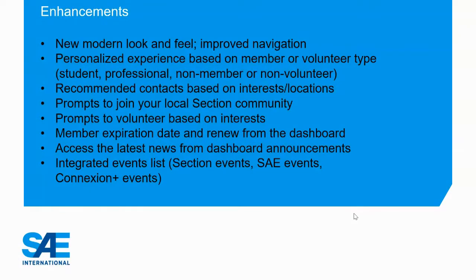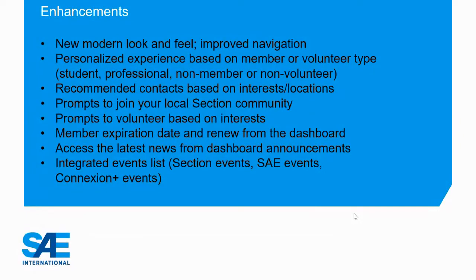Basically, once you're logged in, the site recognizes you as a student member or a professional member, a non-member, either a volunteer or a non-volunteer, and it's going to serve you up an experience that is specific to you. It's going to recommend different things to you. One of the things it will recommend are some suggested contacts, because it's going to know what your interests are based on your profile information, where you're located. It's also going to prompt you to join your local section community. So these online communities for sections, these are new. As Nicole said, they used to be called microsites, but they're new and improved. And I'll talk about that in a moment.